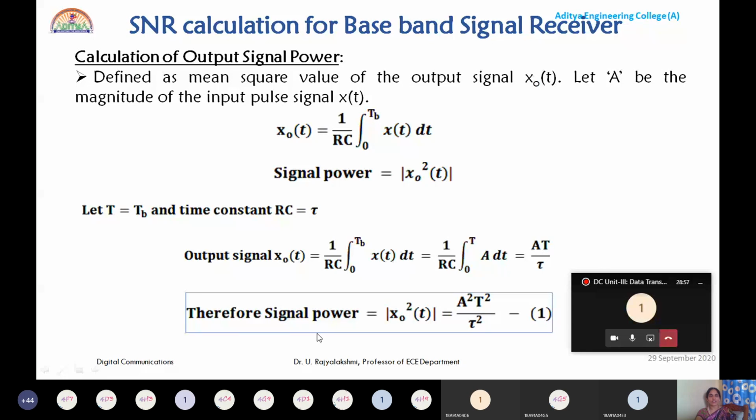How can you get the signal power? The output signal power is obtained as the mean square value of the output signal. So A square t square by tau square. Please take this equation as 1. What is the next parameter you should calculate? Output noise power. After calculation of output noise power, you can take the ratio of output signal power to output noise power to calculate the output SNR.